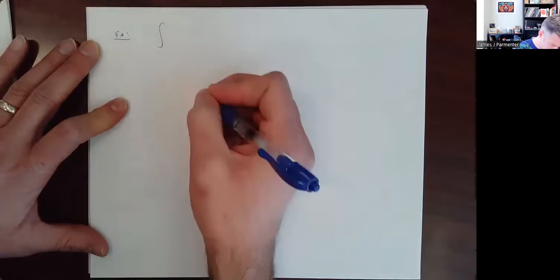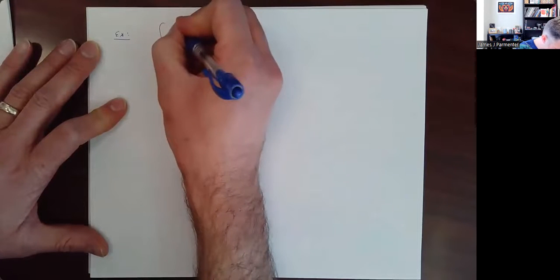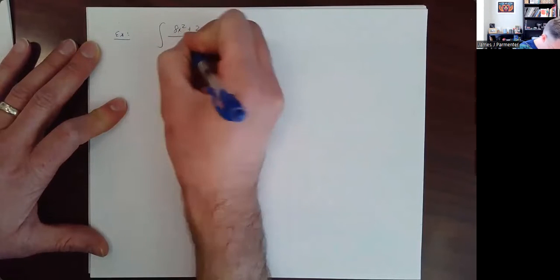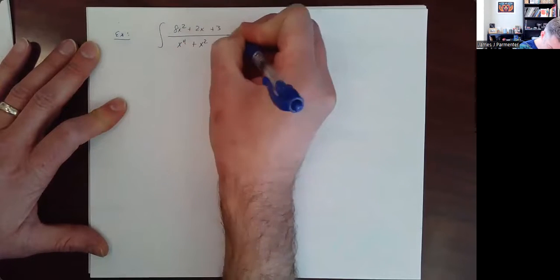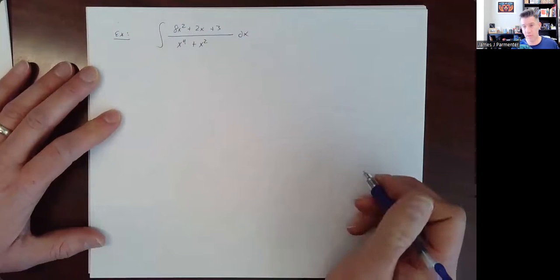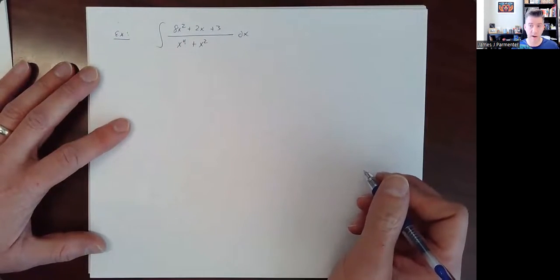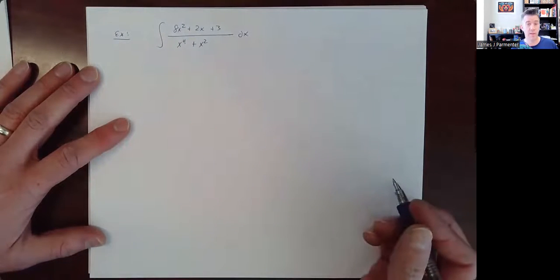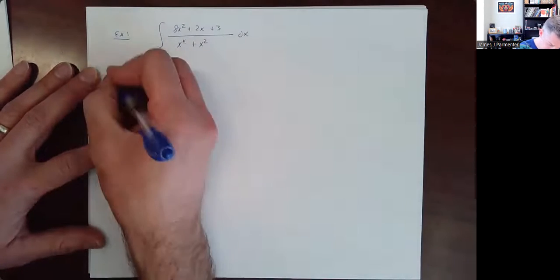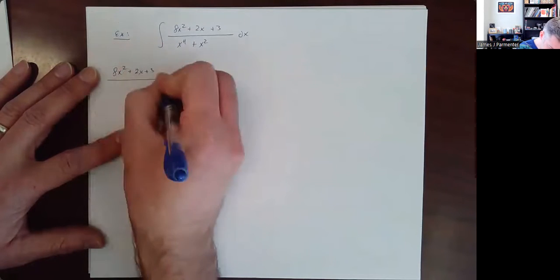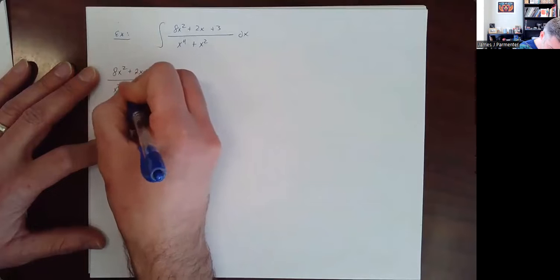The integral of, hopefully I've done this right, (8x squared plus 2x plus 3) over (x to the 4th plus x squared). So again, u-sub is out. The bottom is a higher degree than the top, and the bottom is factorable. So we're going to rewrite this as (8x squared plus 2x plus 3) over x squared times (x squared plus 1).